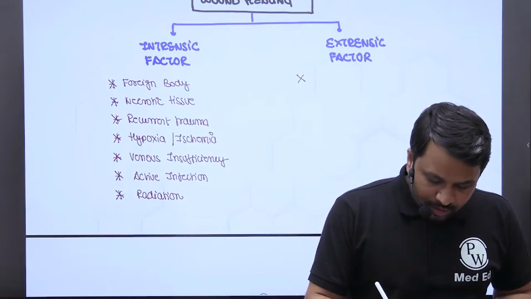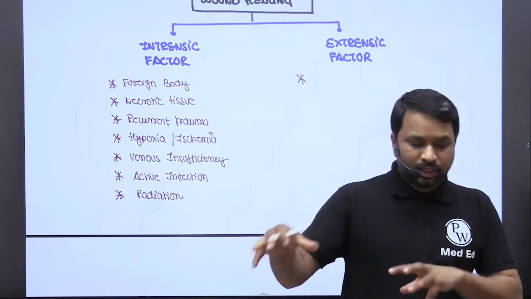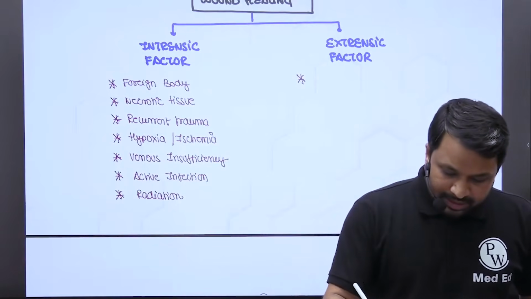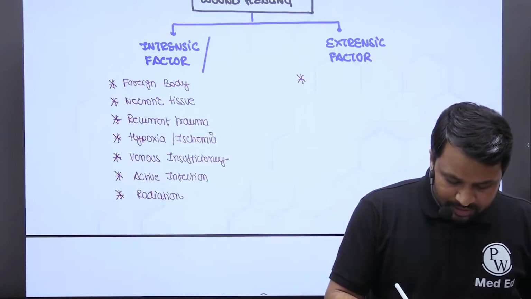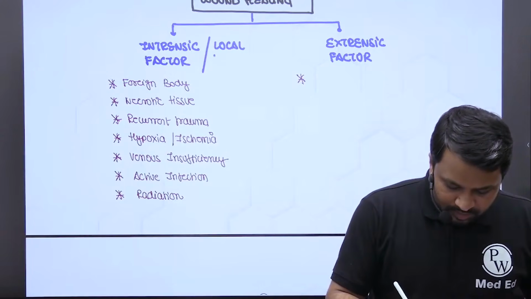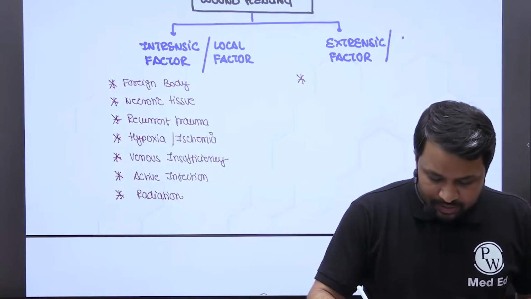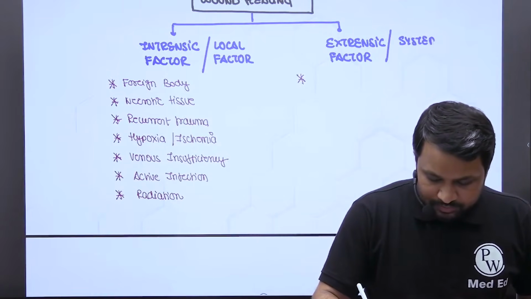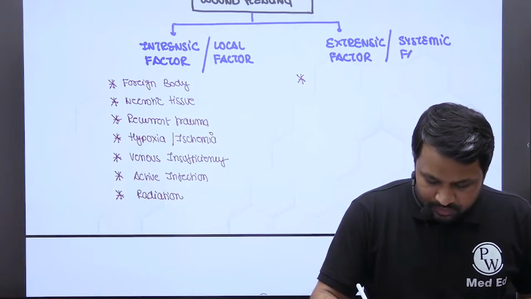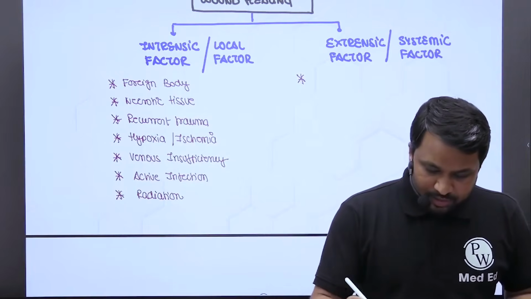Extrinsic factors are going to be systemic factors, not local factors. So rather than saying intrinsic, you can also use local factors. We can name them local factors. Extrinsic factors we call systemic factors.